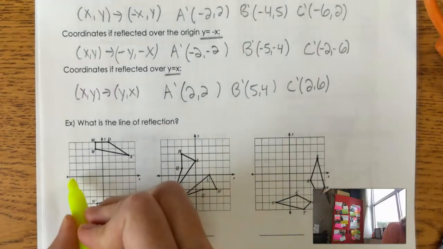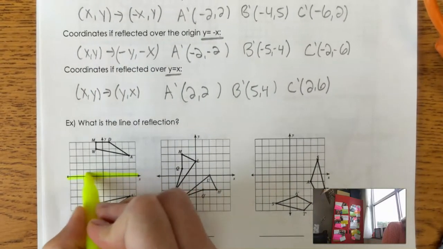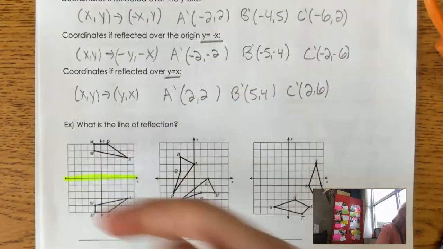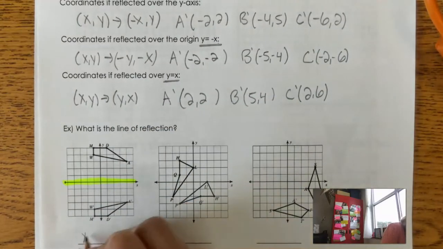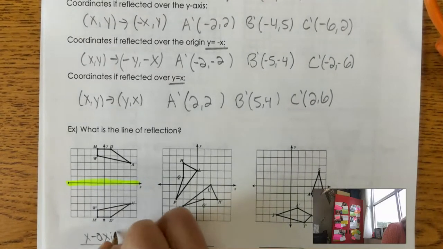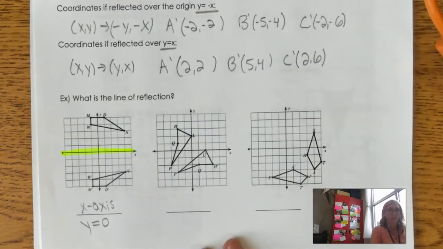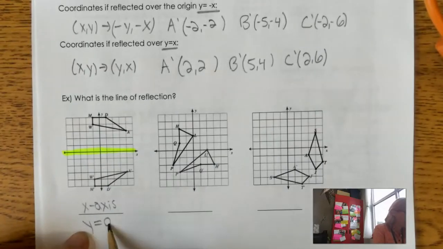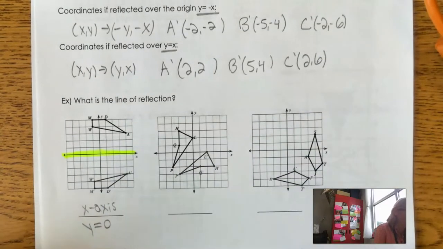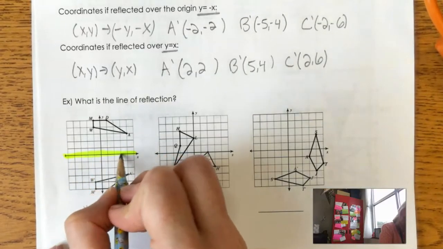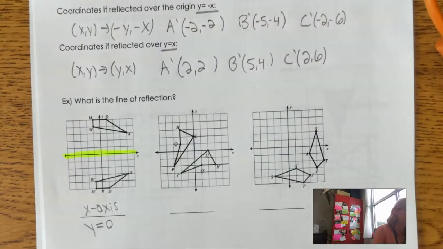So looking at this, it looks like this figure was flipped over the x-axis. The x-axis as an equation is written as y equals 0. We know that it's a horizontal line and it hits the y-axis at 0. Every single y-coordinate for every point on this line will be 0.